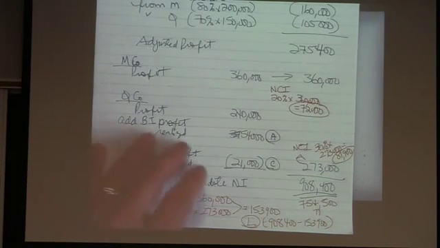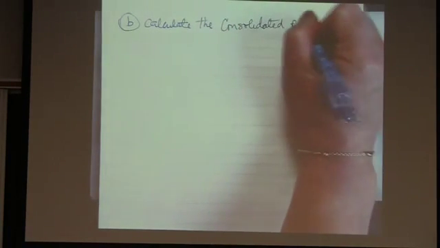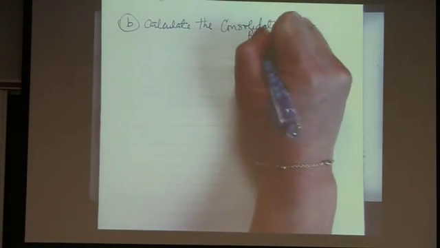Now let's do part B. It's asking us to calculate the beginning. Remember, it asks us to calculate the beginning consolidated retained earnings. So calculate the consolidated retained earnings beginning of the year.